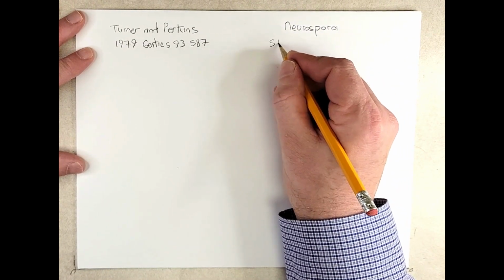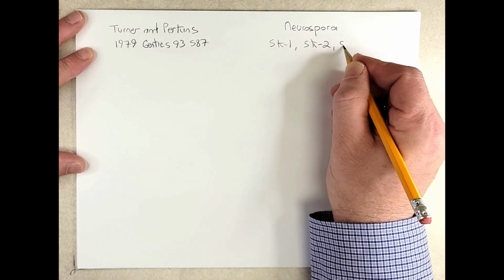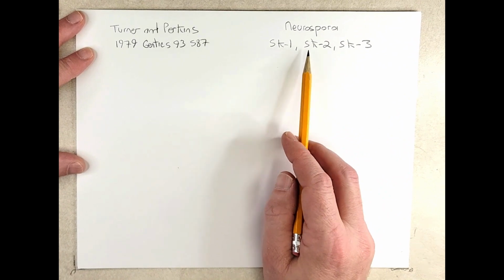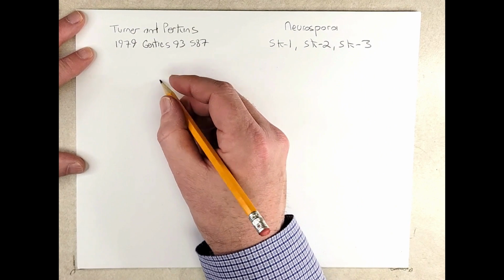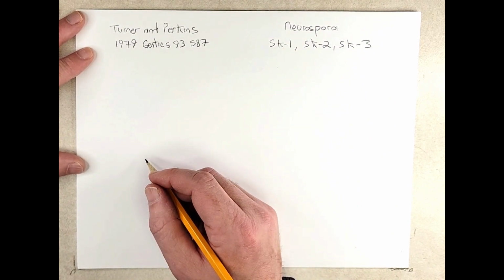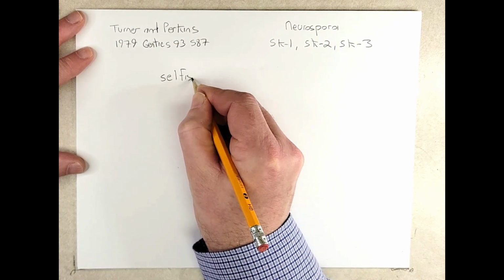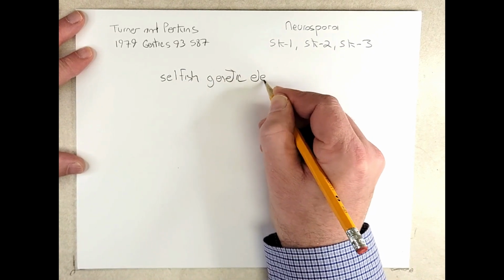So Neurospora SK1, SK2, and SK3. Now that's for spore killer 1, spore killer 2, and spore killer 3. And essentially, what are the Neurospora spore killers? We can consider them to be selfish genetic elements.